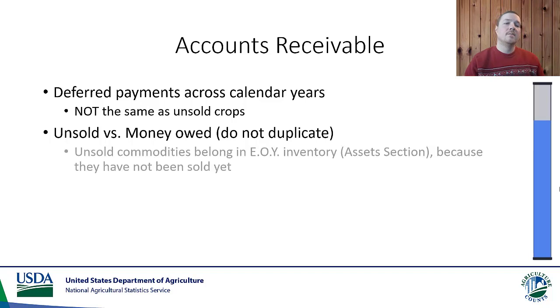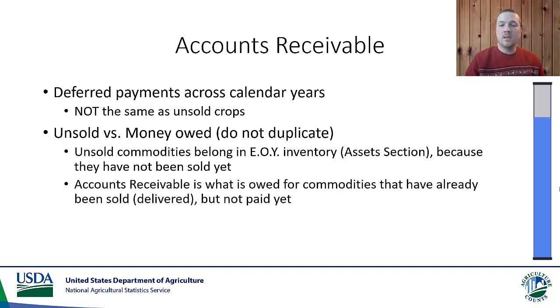Here's the difference. Unsold commodities are still on hand, so no money is owed for them. Do not record them in section F. Instead, record the value of unsold commodities as an operation asset in section I. On the other hand, accounts receivable is where you record money still owed for commodities that have already been delivered but not yet paid.